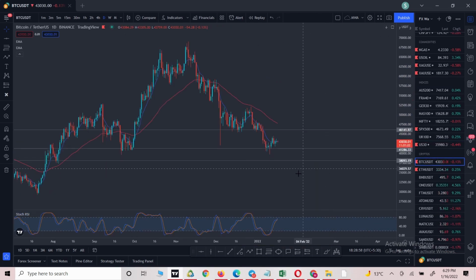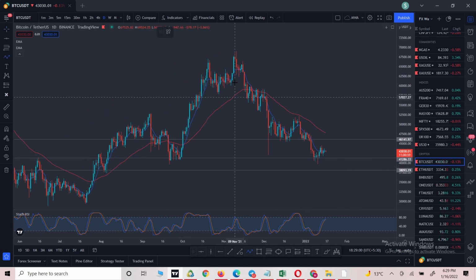Next, now let's talk about Bitcoin. Bitcoin, guys, starting from here, we have the low, lower high, lower low, lower high, lower low. So as we can see, the market is making lower lows and lower highs, so we are pretty much bearish, and the market is also trading below the 50 EMA, so we are definitely bearish.